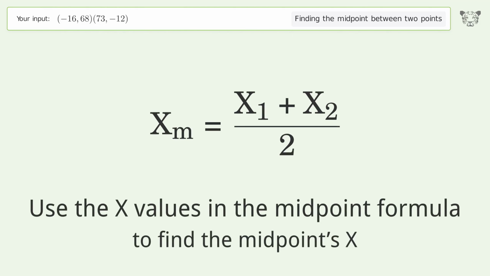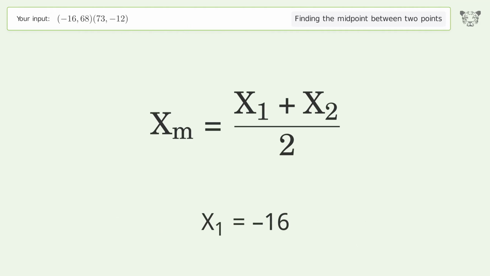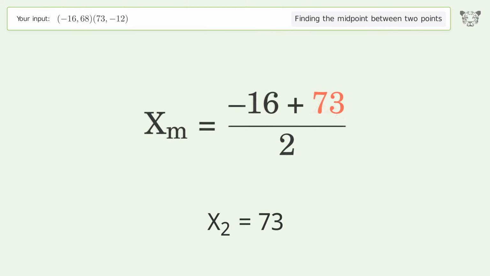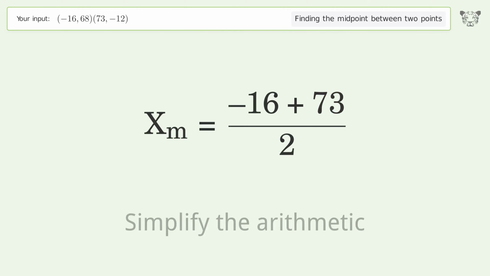Use the x values in the midpoint formula to find the midpoint's x. x1 equals -16. x2 equals 73. Simplify the arithmetic.